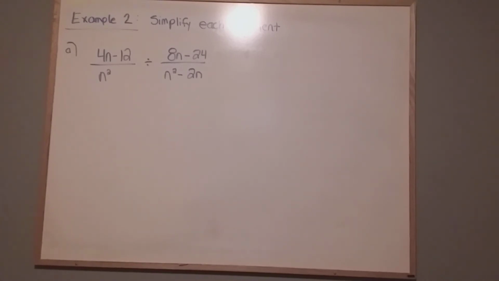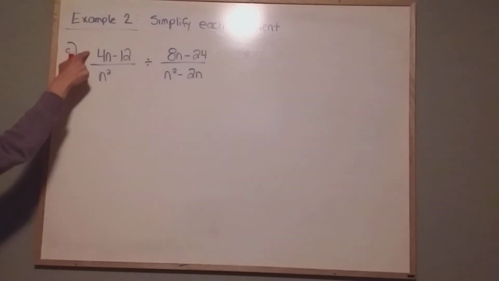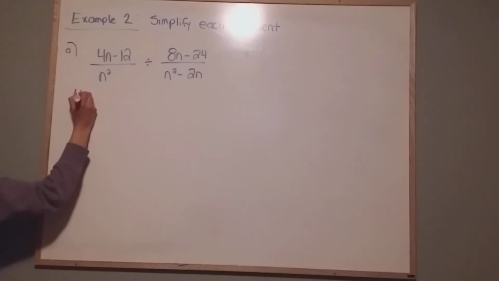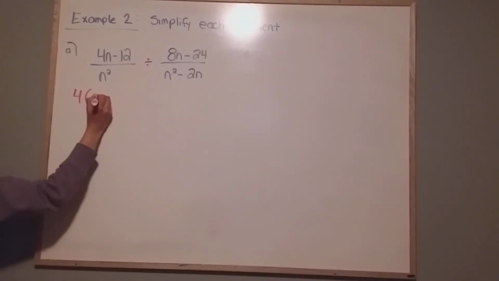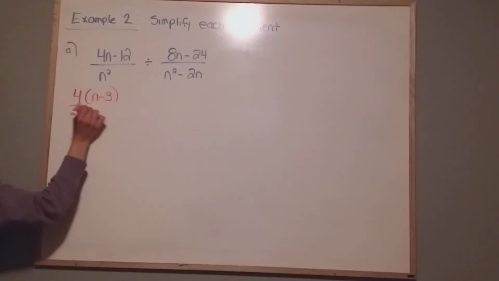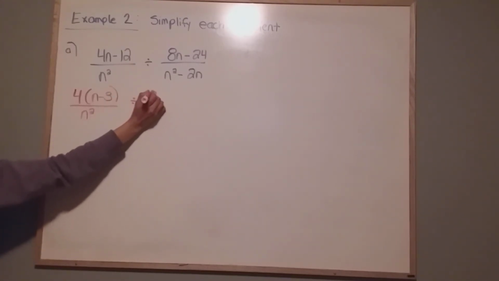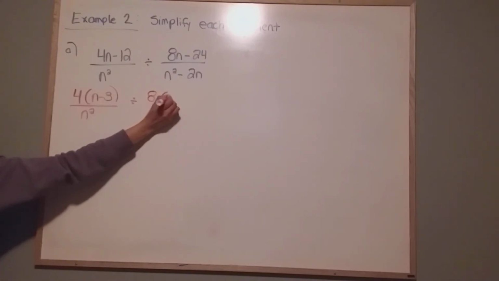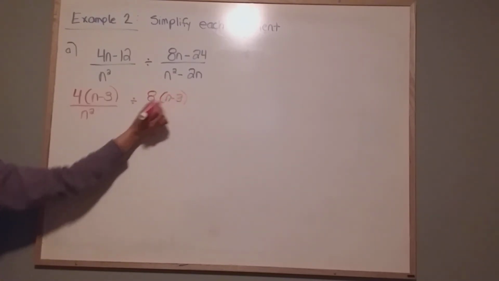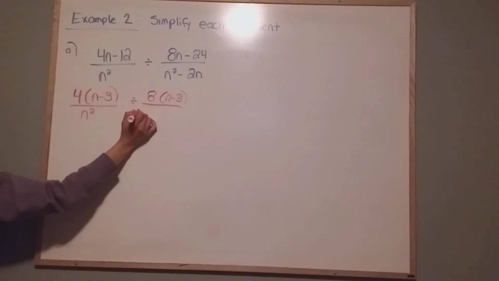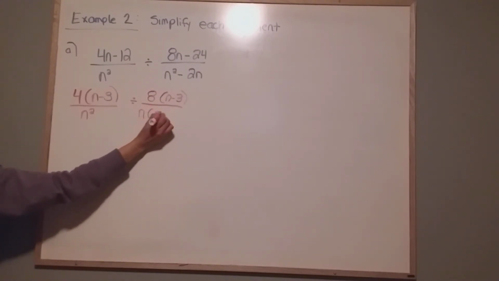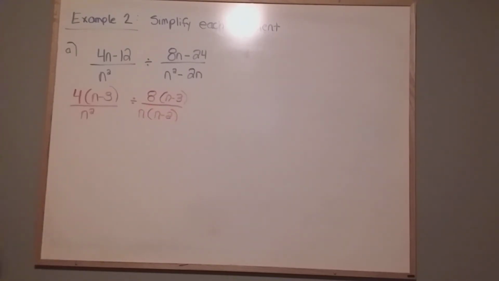Our first example. So, for example, our first step is to factor. I can factor the top by taking out a 4. So I have 4, then I have n − 3. I can't do anything to the bottom, so that stays as n squared, divided by. I can factor the top by taking out an 8. I'm left with n − 3. And I can factor the bottom by taking out an n − 2. So I factored my numerators, I factored my denominators.